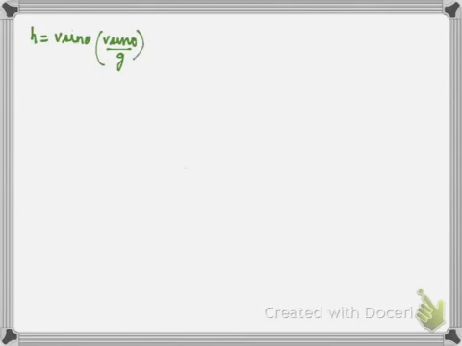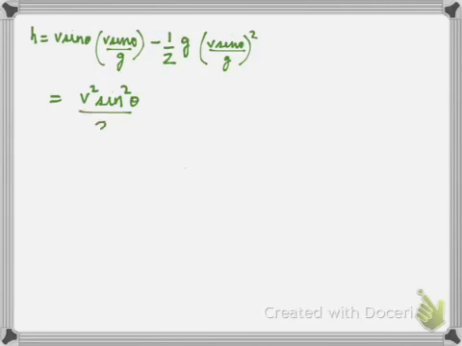Then comes the second part, which is half at square. Now the acceleration due to gravity is in the downward direction, so we have to take it as minus g. Therefore it will be minus half g, and the time whole square will be v sin theta by g whole square. We can easily say this is v square sin square theta by g squared, and this is v square sin square theta by 2g. Therefore, by simple mathematical calculation, this will be equal to v square sin square theta upon 2g.